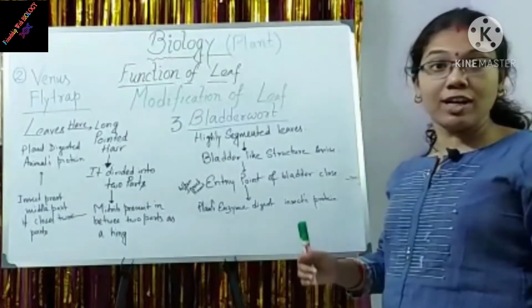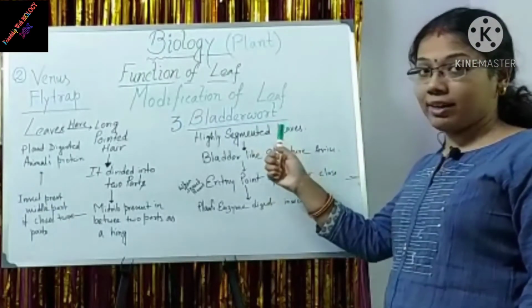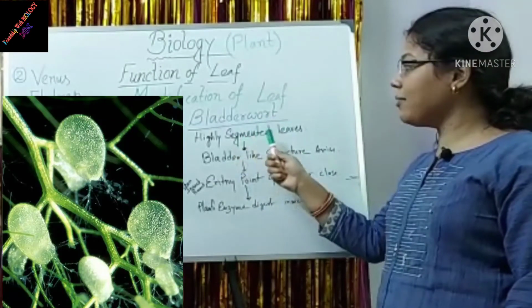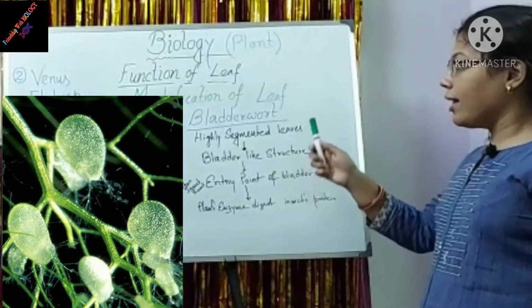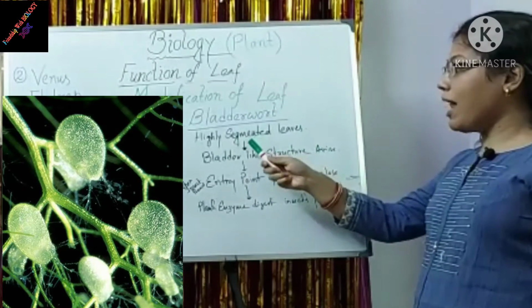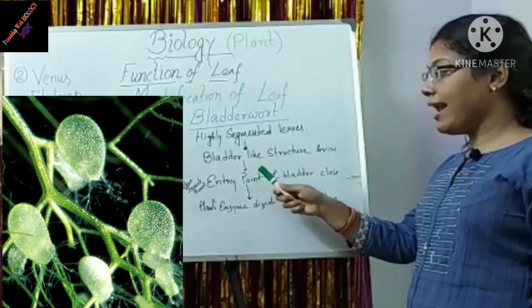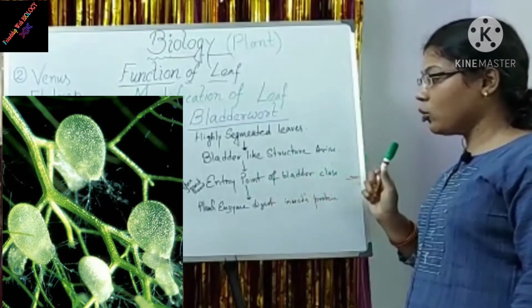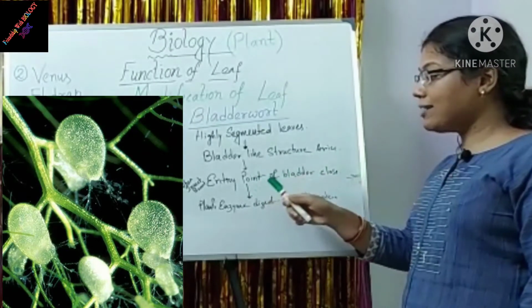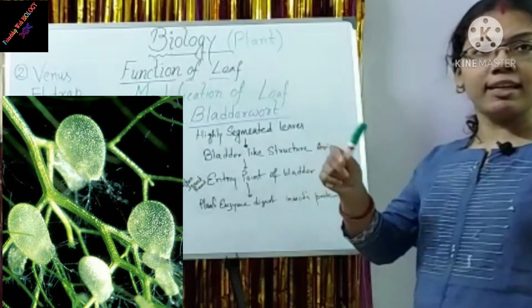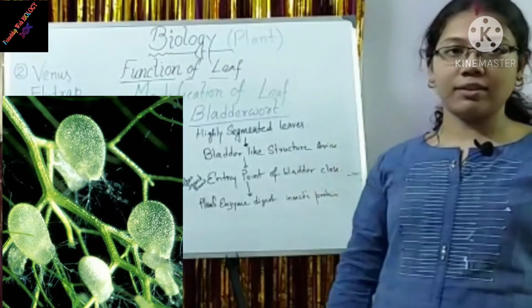Another insectivorous plant is bladderwort. It has highly segmented leaves that form bladder-like structures. When an insect is present, the entry point of the bladder closes and the plant's enzyme digests the insect.